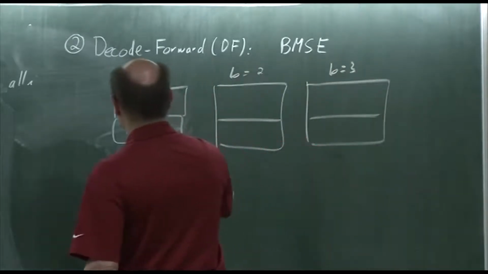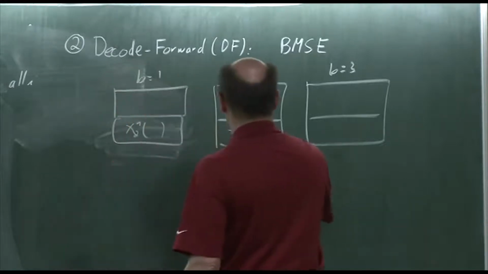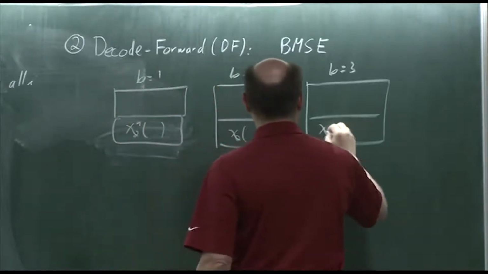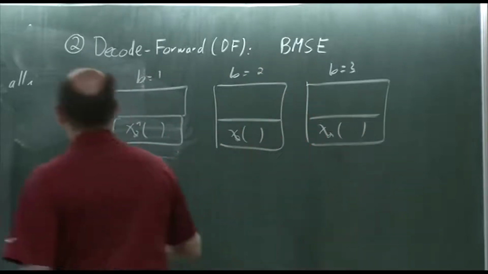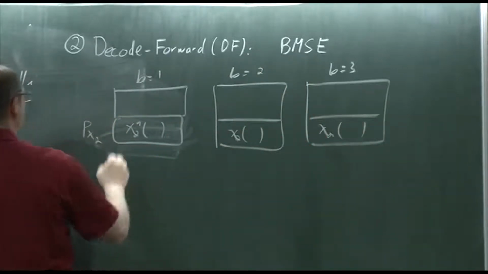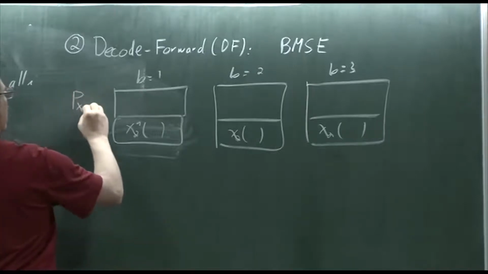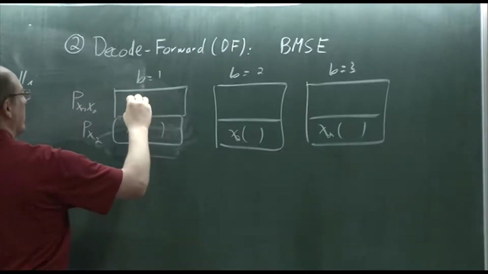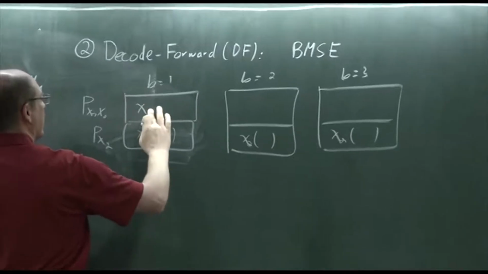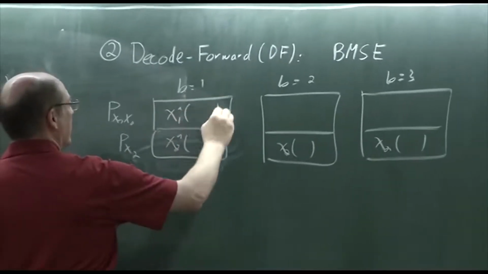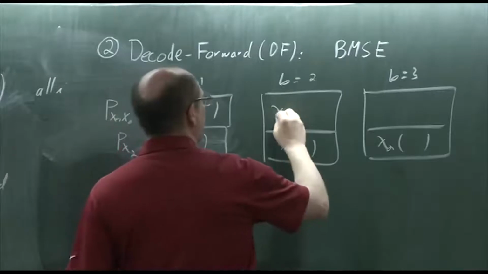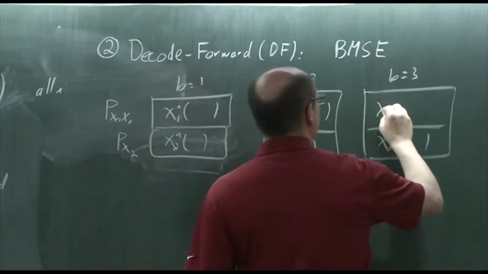But what you do is you generate random codebooks for the relay by using a joint distribution p of x2, and then you superpose on top of that using the conditional distribution. For every one of these codewords, you generate another codeword x1. Okay, and in the first block, I'll just write those with a little bit bigger brackets.